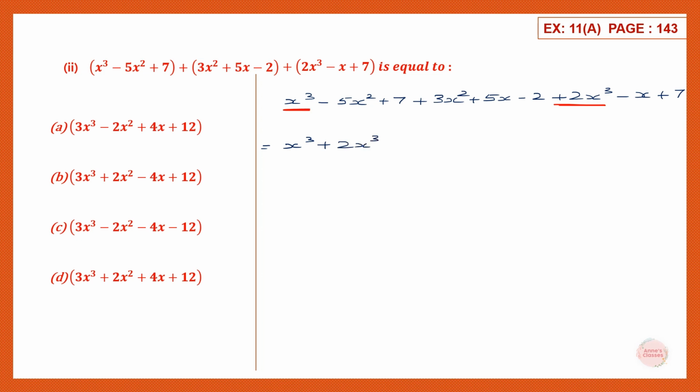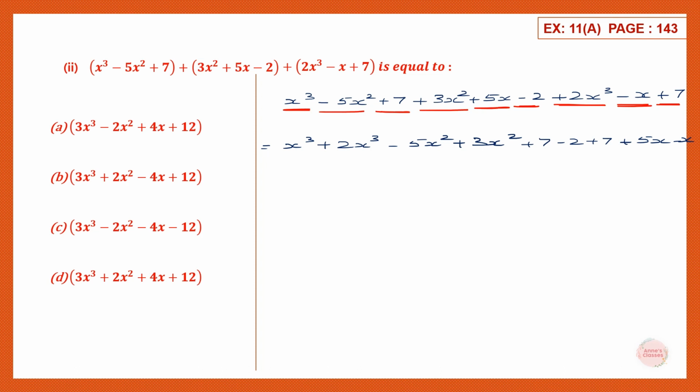Now let's look for the x squares. So here we have minus 5x squared plus 3x squared. So let's write that. Minus 5x squared plus 3x squared. Then we have the whole numbers. Plus 7 minus 2 plus 7. So let's write that. Plus 7 minus 2 plus 7. Then we have the x. So here we have plus 5x and minus x. So plus 5x minus x.